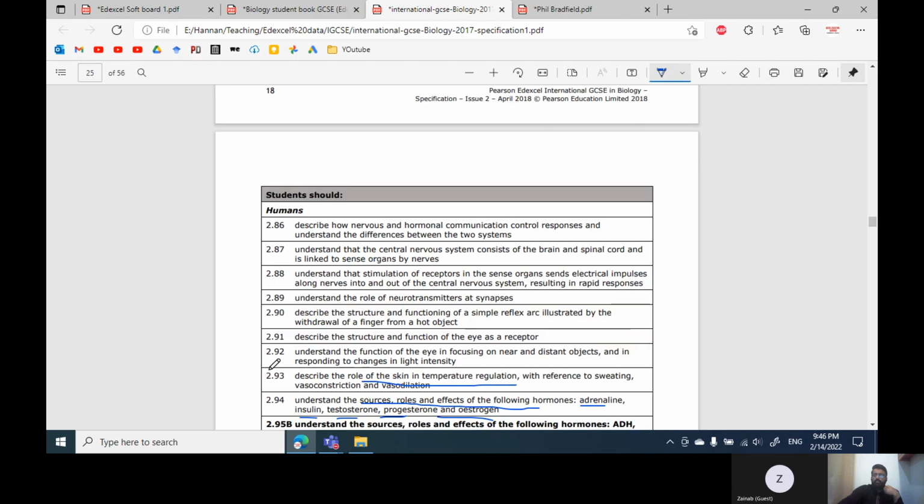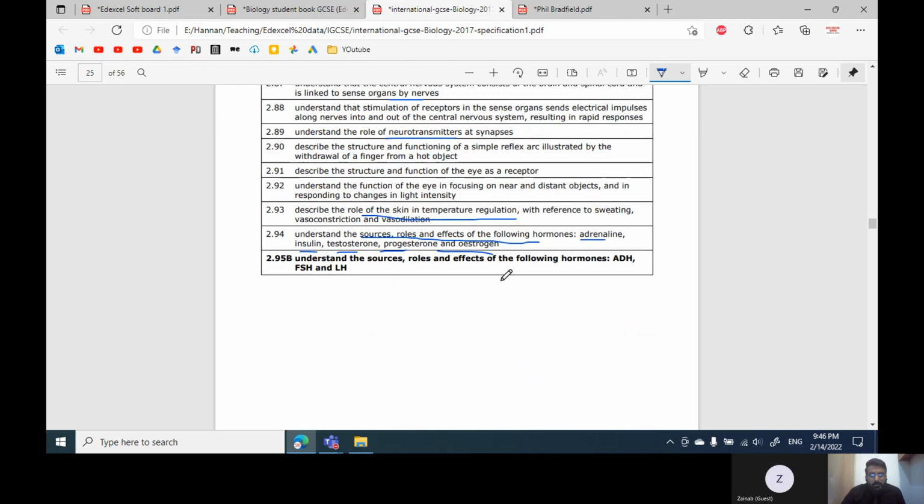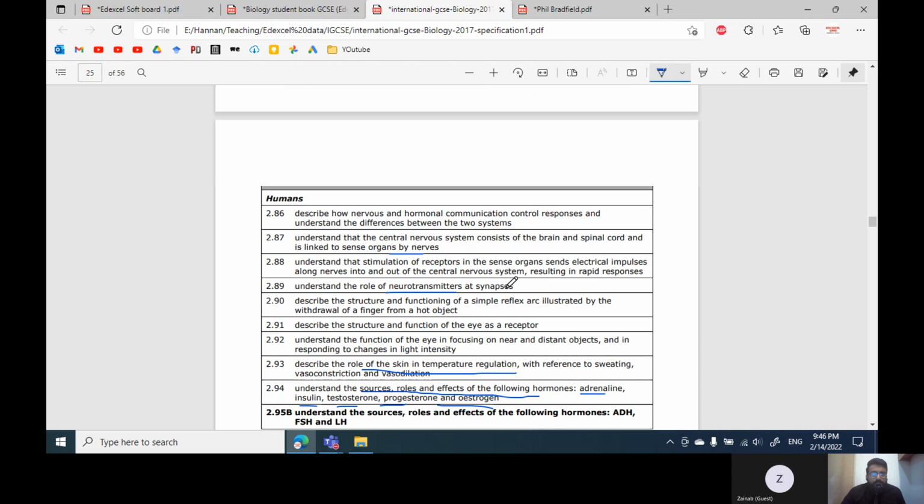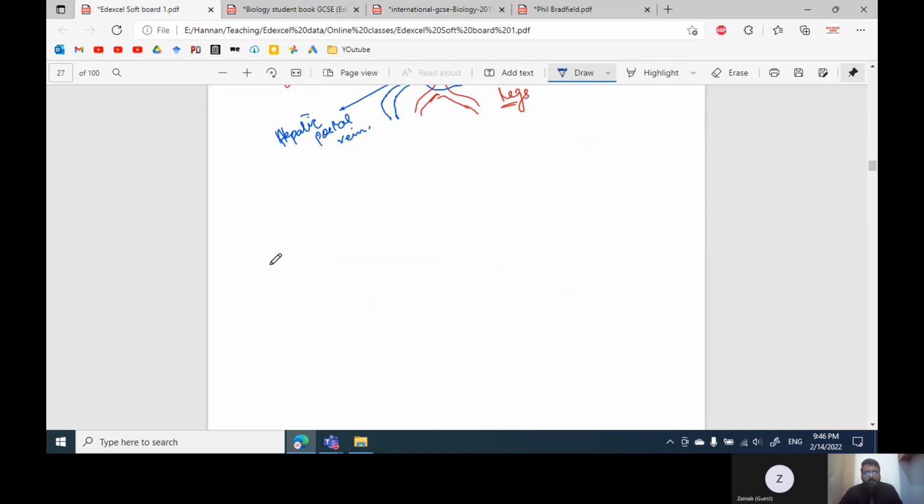So we are going to discuss the sense organs, and the role of neurotransmitters. They didn't mention the neuron, but they mentioned the neurotransmitters. And how can we skip the neurons? Okay, fine, no problem. Okay, coordination.